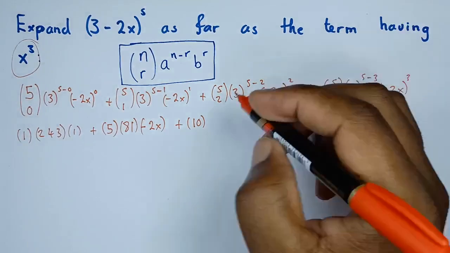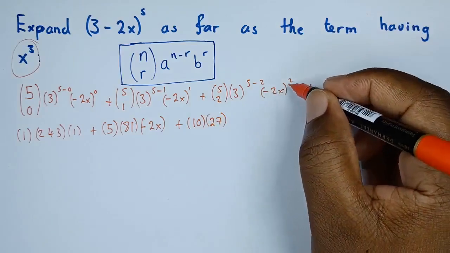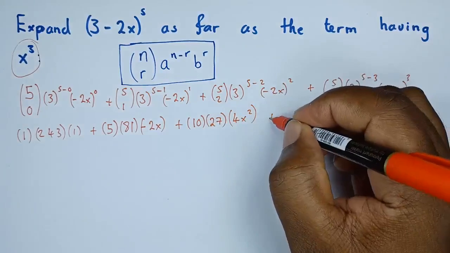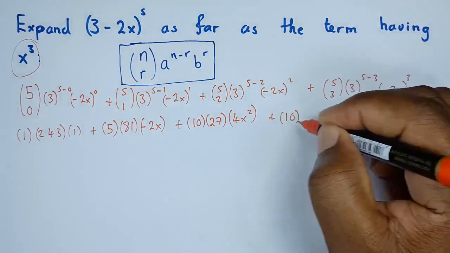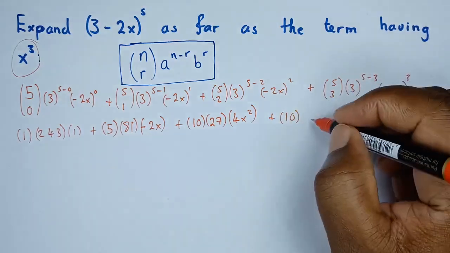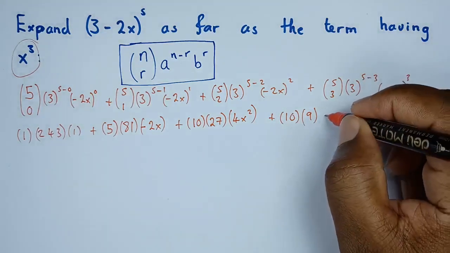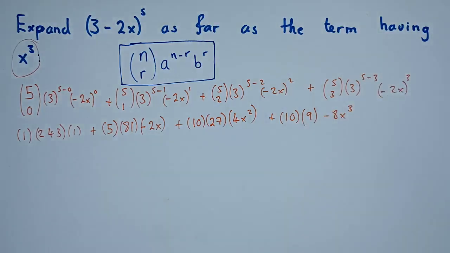3 to the power 3, that should give us 27. This will give us 4x squared. Okay, in the last part, 5 combine 3, that's 10. 3 squared, that is a 9. And lastly, 2 to the power 3 should give us negative 8x to the power 3. Okay, so let's rewrite everything now.